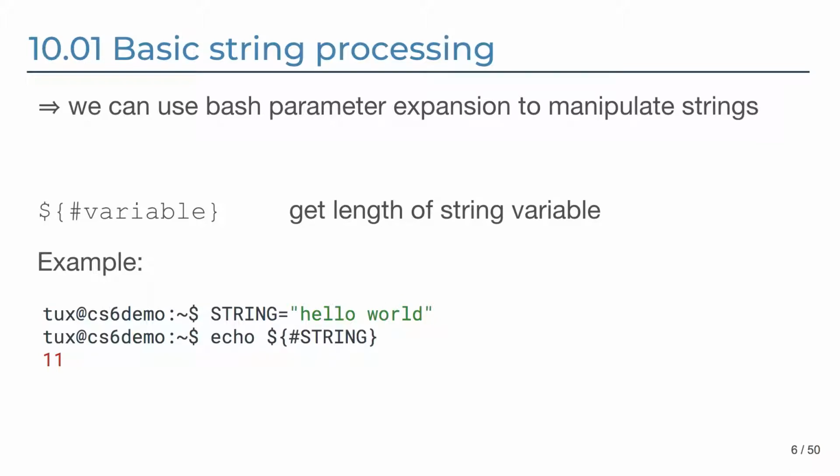So basics first, we have a new cool notion. We have $, then the curly braces, and then the pound sign with some variable. And what this does is nothing else than get us the length of a string variable.